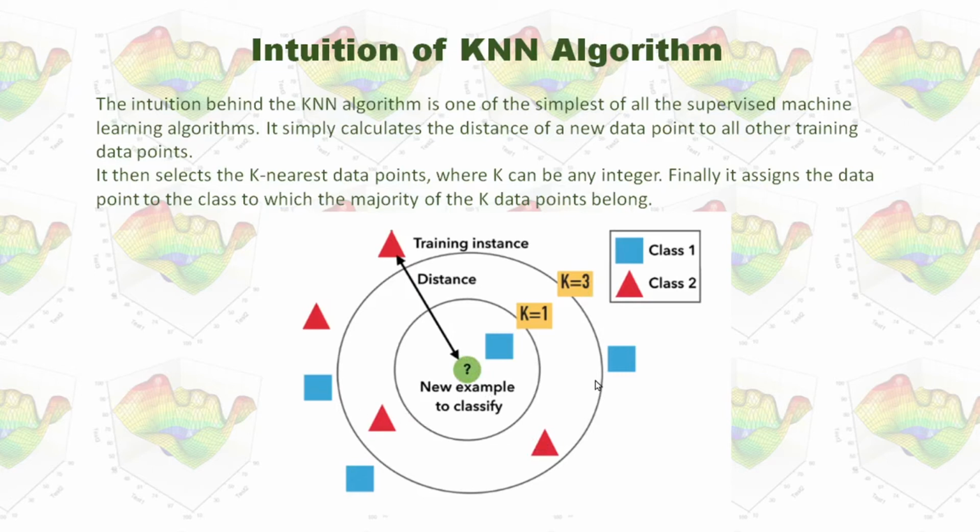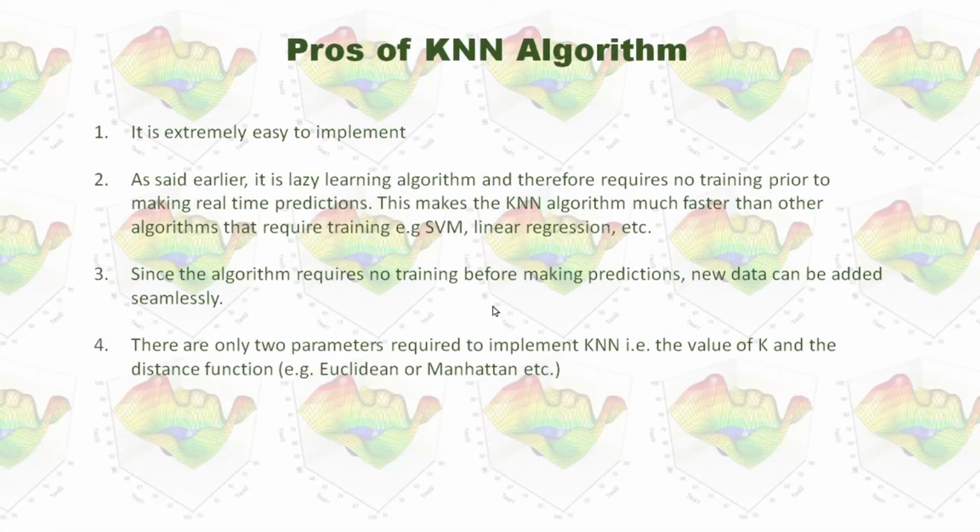So what are the pros of the KNN algorithm? It's extremely easy to implement, and as we saw, we only need to calculate the distances between the data points. The second pro is that it is a lazy learning algorithm and therefore requires no training prior to making real-time predictions. This makes the KNN algorithm much faster than other algorithms.